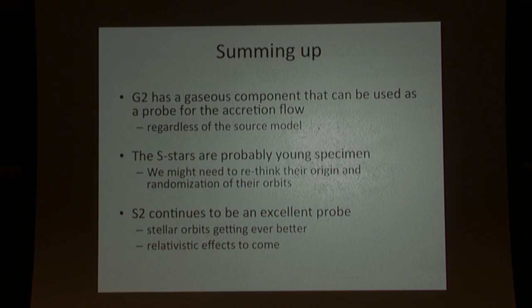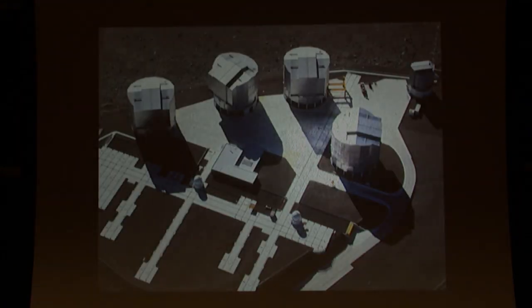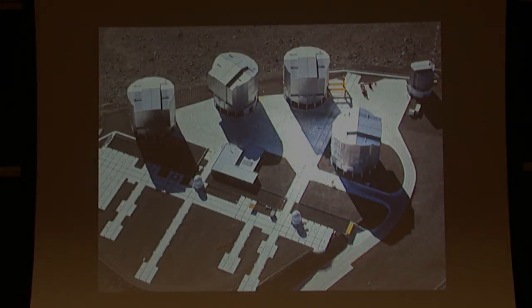And S2 continues to be an excellent probe. Stellar orbits are getting ever better, but this is a very hard argument. If you go to a telescope allocation committee, it gets very, very slowly better. But of course, we have the advantage that next year the relativistic effects are coming. And to really sum up, let me put up a picture of the VLT.